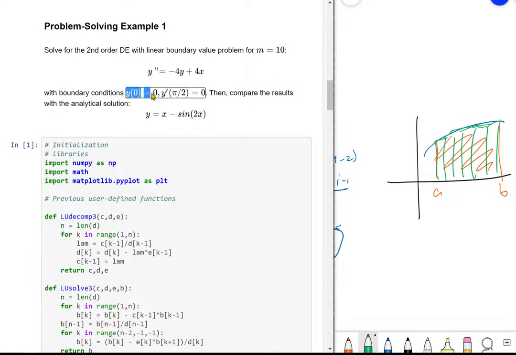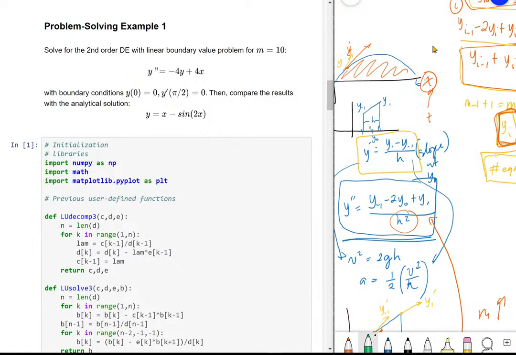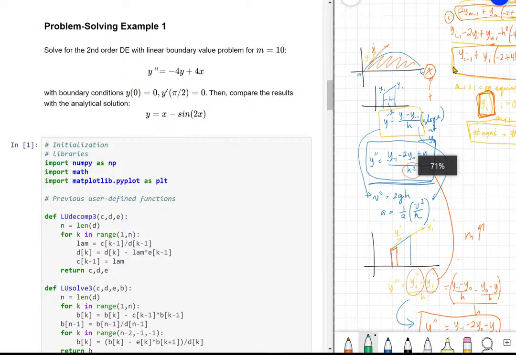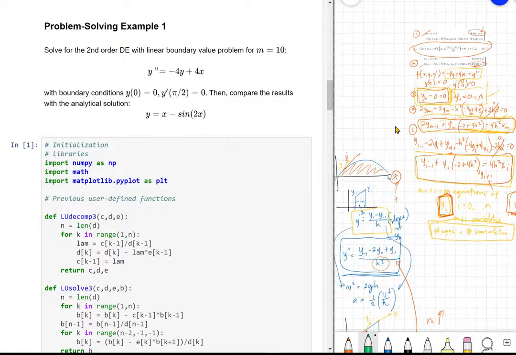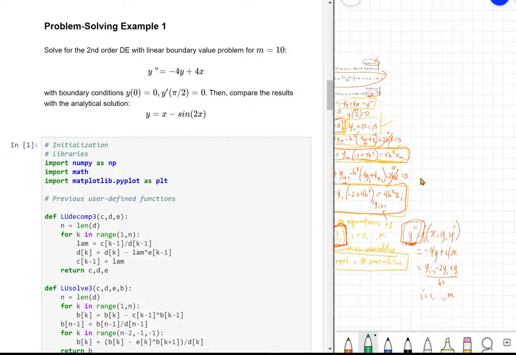And then given the boundary conditions, y of 0 and y prime of pi over 2. You might wonder how come this one is first order and this one is second order. Actually, because of this expression, you can construct it from the given solution. We have the expression here from the last time, the previous example, if you can remember and recall.